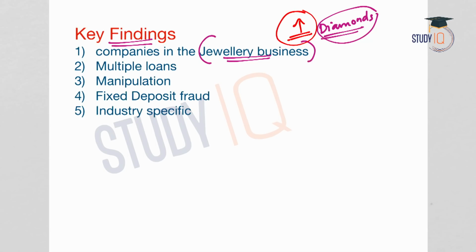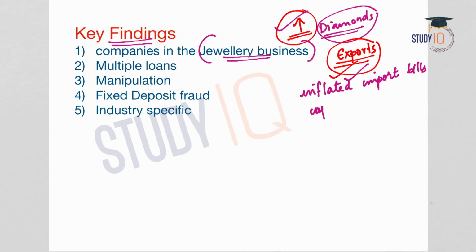So for imports they inflated the amount, and regarding the export, that is, after the jewellery is made they will export it. So what did they do with the export bill? They showed the banks that the export bills are unpaid, and this is because of the financial difficulties faced by the overseas buyers. So they showed unpaid export bills and also inflated import bills, and these bills were used by these companies in order to avail loans from the banks.